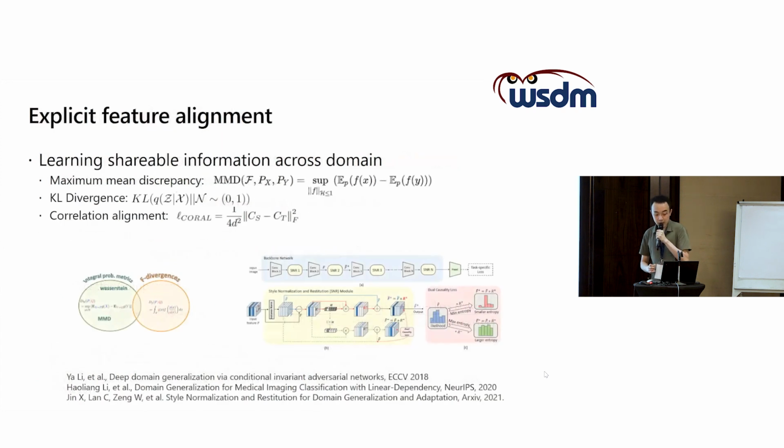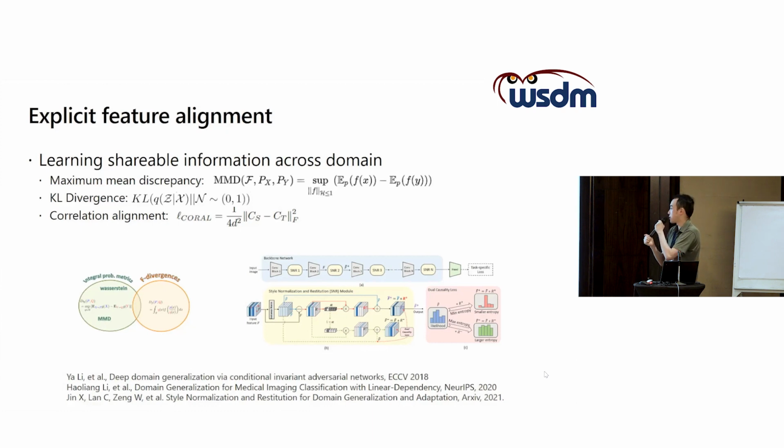So here, as just mentioned, the idea for this generalized feature learning is that we should minimize the distribution difference across the domains. As such, we expect our model can be better generalized. So how to select, how to choose a proper distribution measurement is considered to be important.